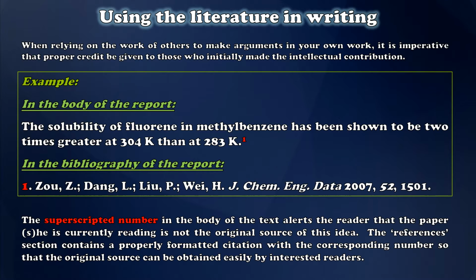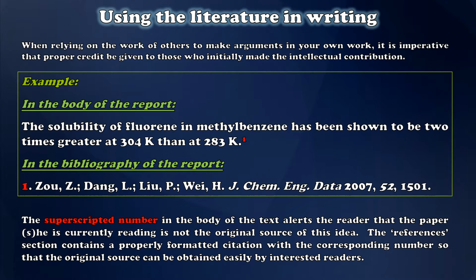So when we rely on the work of someone else to make an argument in our paper, we have to let our reader know that we're doing so. And one way in which this is done is by placing a superscripted number at the end of the statement. You can see here I've placed a superscripted 1 at the end of my assertion about the solubility of fluorine.